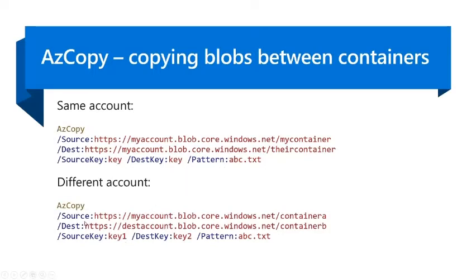Same way you can say AZ copy for a different account, then you say the source, and destination, this destination account, and the source key, destination key, because for the same account source key and destination key was the same, but for different accounts you have different keys and the pattern.